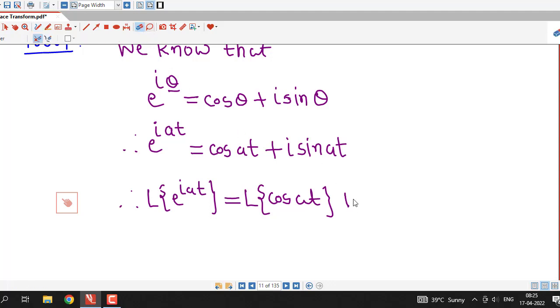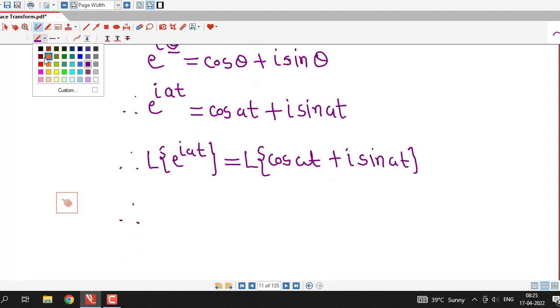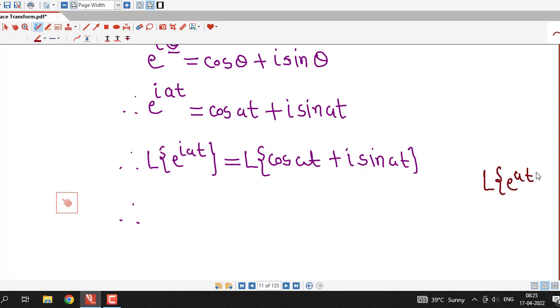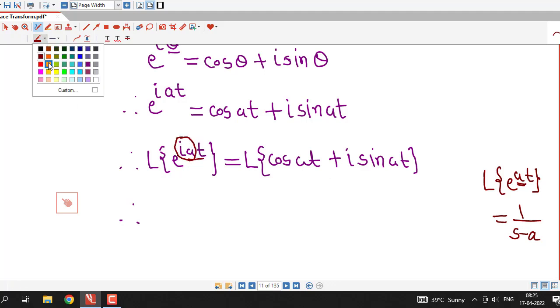We will apply the linearity property, but first we write this as Laplace transform of cos at plus i sin at. We have shown that for the Laplace transform of an exponential function, if we have Laplace transform of e raised to at, then the formula is 1 divided by s minus a. So we are subtracting the coefficient of t from s. Here the coefficient of t is i into a, so we will subtract i into a from this s.